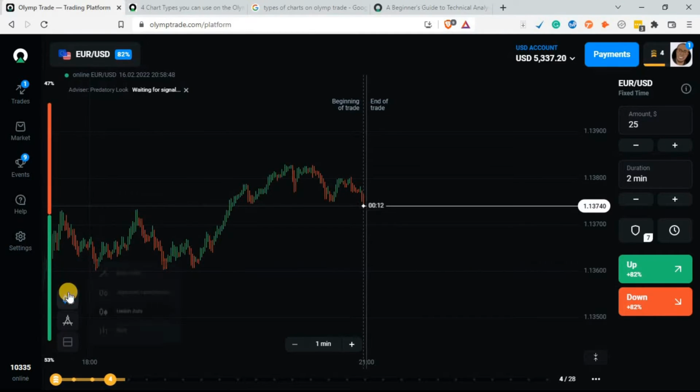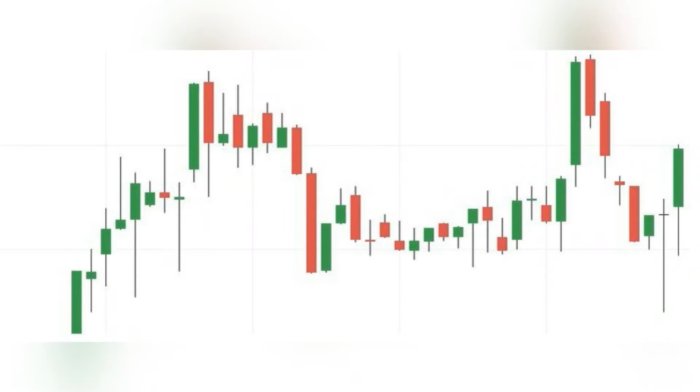For me, I love the Japanese candlesticks. First of all, they are very easy to use, and the other reason is the amount of information they contain. They give a general overview of the situation. That's the reason why they can be meaningful and useful without adding any other indicators.